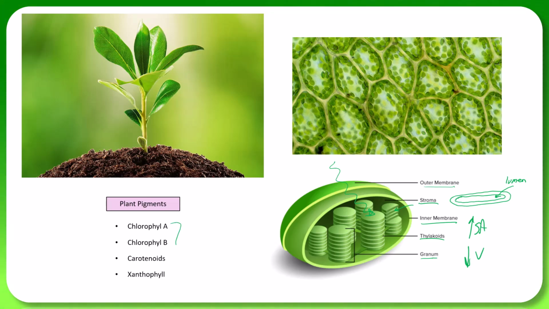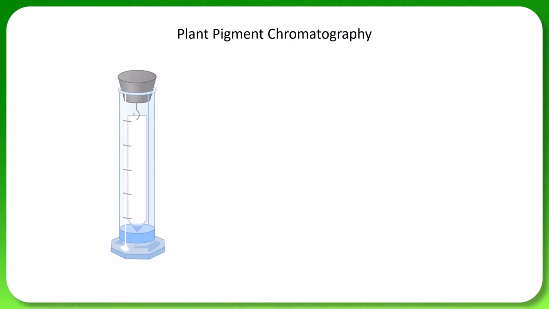All of these are pigments. All of them are going to be in various concentrations, and all of them play an important role in photosynthesis as a whole process. So, when we start to look at these individual plant pigments, we employ a lab technique called plant pigment chromatography.